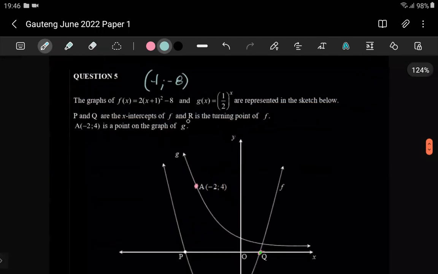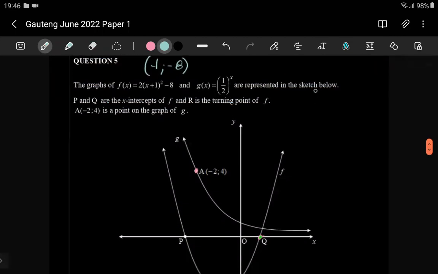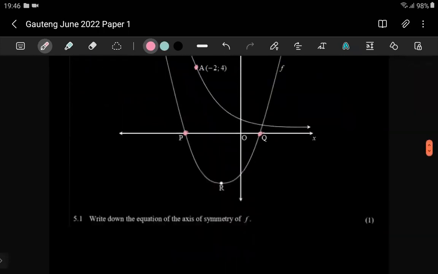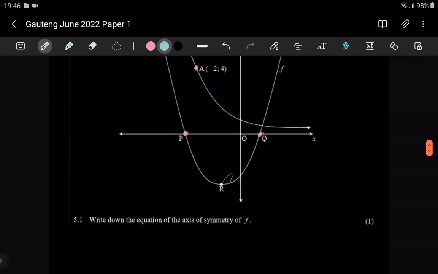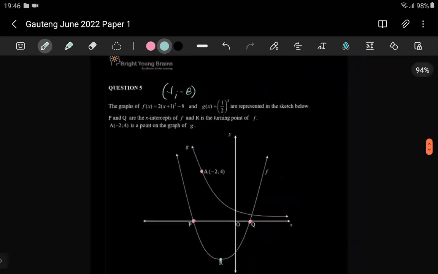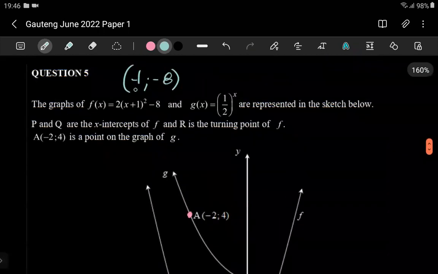They say these two graphs are represented in the sketch below. And then they say P and Q. There is P over here. There is Q over here. These are the x-intercepts of f. And R is the turning point of f. So there's R over here. We already know what the coordinate of R is. It's going to be -1 and -8.